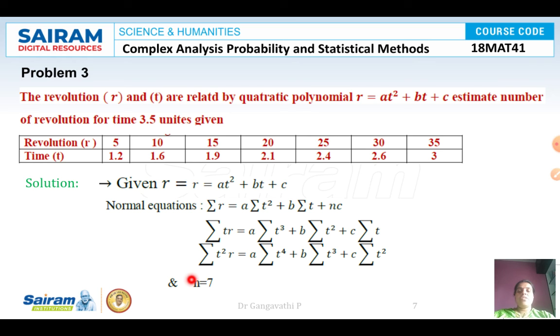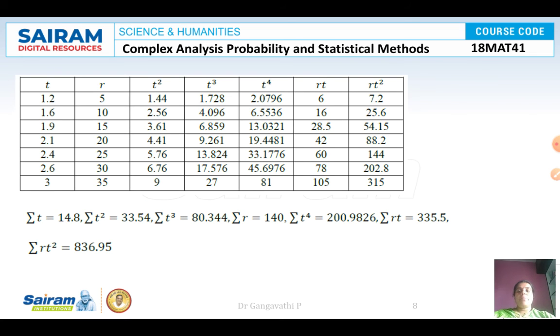And when we observe, the value of n, the number of values of R and t, is 7. So construct the table which fulfills all the requirements. The values of t, the values of R given, then t square, t cube, t to the power of 4, R into t and R into t square are the requirements.